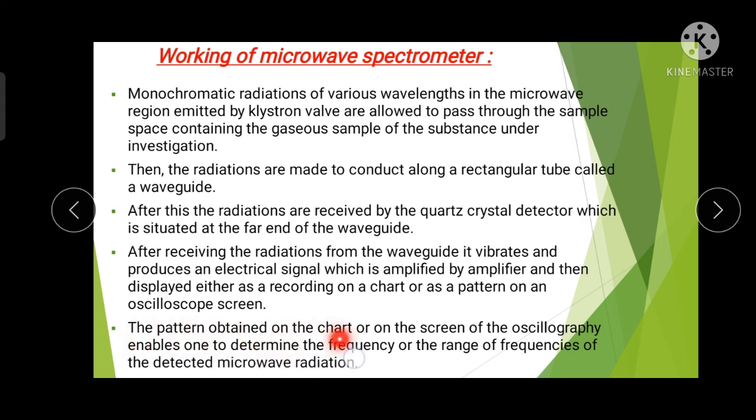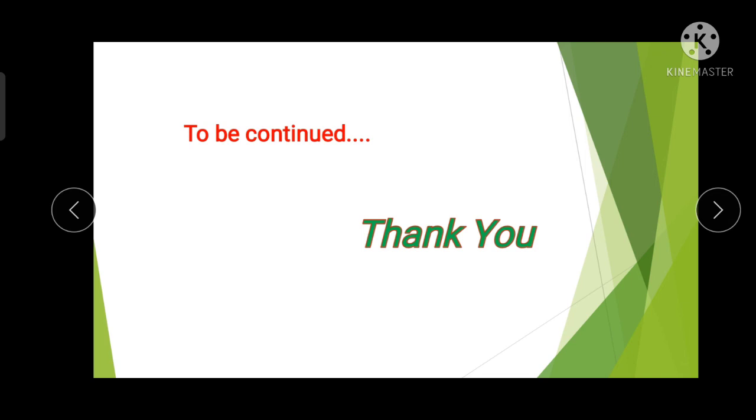The pattern obtained on the chart or the screen of the oscilloscope enables one to determine the frequency or the range of frequencies of the detected microwave radiation. So in this way we can study the given sample with the help of microwave radiation, or microwave spectroscopy. That means we get the rotational spectra on the display device, and we can study that rotational spectrum. So in this way our microwave spectrometer works.